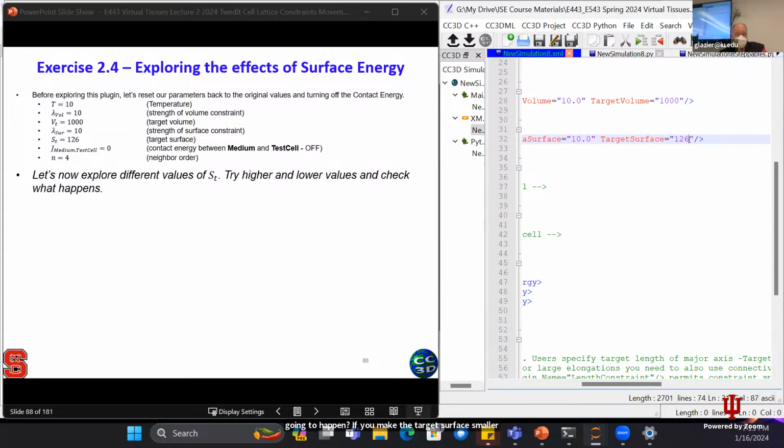Is the cell going to be square or not square? It's going to be rigid or not rigid? Think about what you're doing. Think about the beach ball analogy. In the case of the beach ball that we have here, we've blown too much air into our beach ball, so it's very stiff. If we make the target surface smaller, we're basically shrinking the amount of rubber in the beach ball. We're trying to compress it even more.